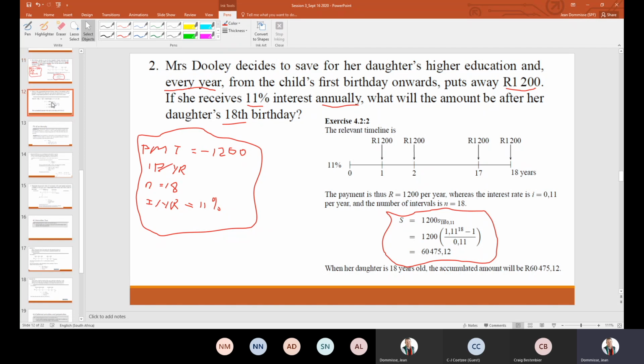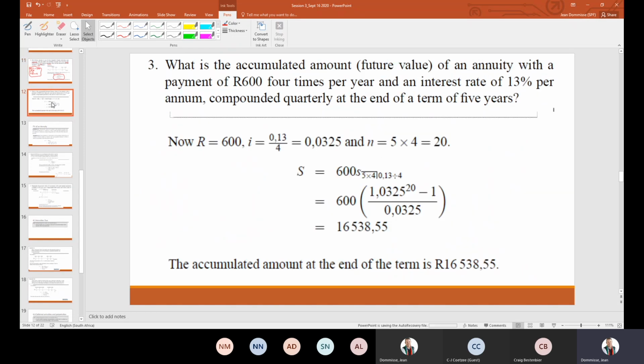Okay, so let's go to the next one, and here I think what is important, every time, is what the question tells us. So what is the accumulated amount? So they luckily tell us we're looking for a future value. So in the end, that is what we want, the future value. So let's see what they give us. An annuity with a payment of 600 Rand. So we can start with a PMT equal to minus 600.